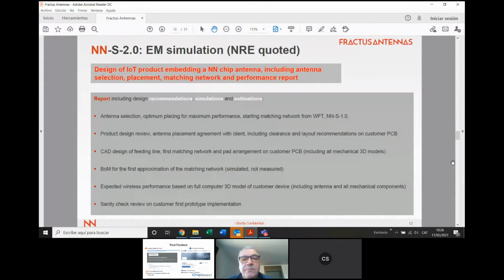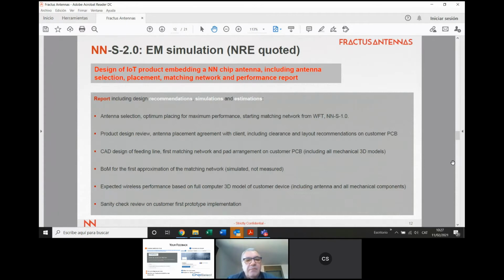As I said, for the antenna placement agreement, we can interact with the client to see what your flexibility in the design is, what options we have, and what the constraints are. And then we can propose to you the CAD design for the feeding line, the first matching network as a first approximation, and the arrangement on the customer's PCB, including the mechanical 3D models. Okay, so this is a more complex, more complete exercise than working with a bare PCB.